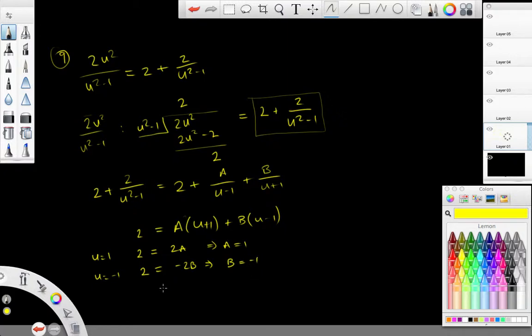So the whole fraction is going to be written like this: therefore 2u squared over u squared minus 1 is going to equal 2 plus 1 over u minus 1 minus 1 over u plus 1, and that is what we're going to use for our integration later.